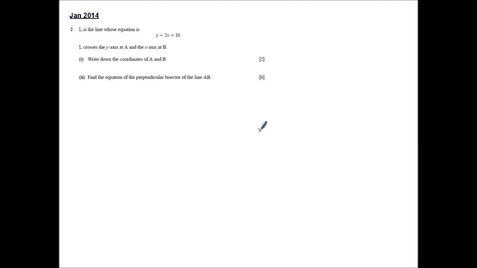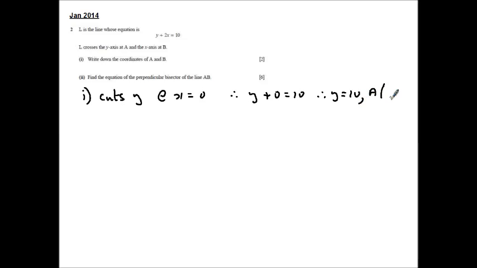In this question, we are given the equation of the line y plus 2x equals 10. The first thing that we're asked to do is work out the coordinates of where it cuts the y-axis and the x-axis. So, we cut the y-axis at the point where x equals 0. So we're going to substitute that into the formula and solve. So you can see that is going to give us y equals 10. Therefore, the coordinate of A is going to be (0, 10).